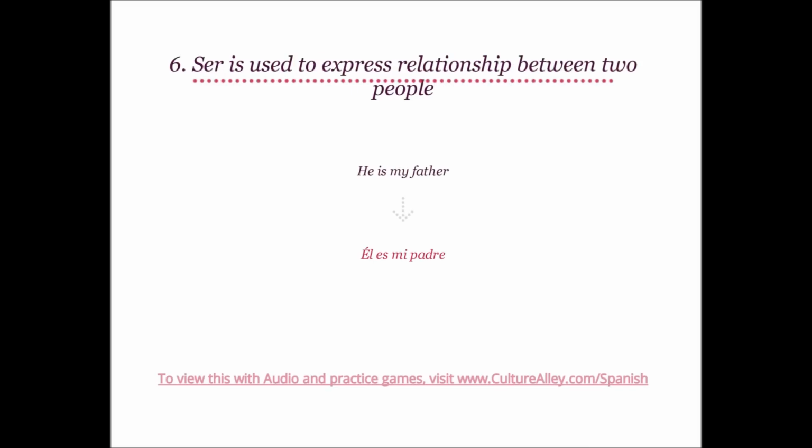Moving on, the sixth situation where ser is used is to express relationship between two people. For example, he is my father. He is my father becomes él es mi padre. Try saying that. Él es mi padre. Since we are talking about relations, we use es, a form of ser.